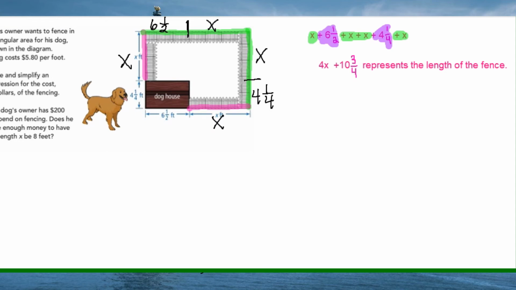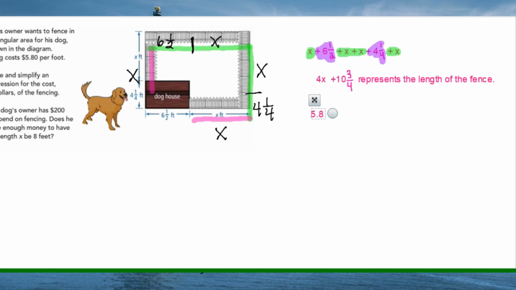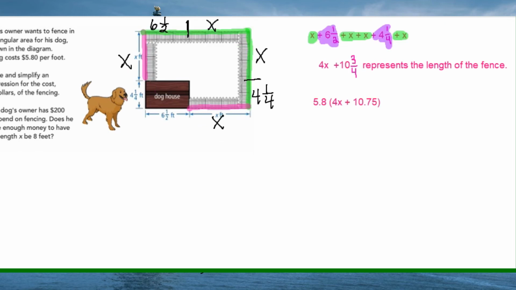So if we look here, it says $5.80 per foot. So this is how many feet the fence is, 4x plus 10 3/4. That's how many feet. But we know each foot costs $5.80. So what we're going to have to do here is multiply. We're going to multiply the $5.80 times the quantity 4x plus 10 3/4. But here I changed it to a decimal only because we're talking about money. And normally when you go to the store, you don't say this costs $10 and 10 3/4. You say $10.75. That's the only reason I changed it to a decimal.